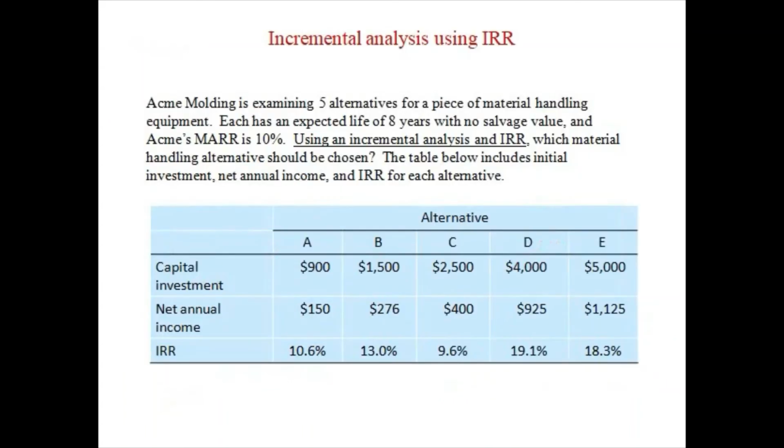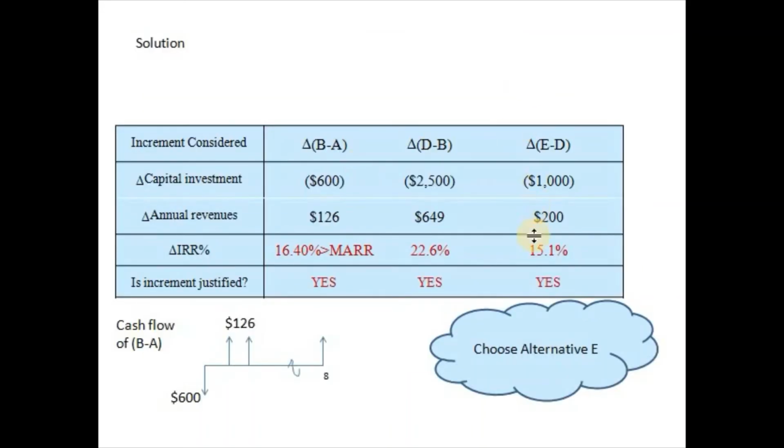Now, who's left in my comparison? If D is better than B, so I'm comparing E to D. In the same way, subtract this value from this value and this value from this value. You will get a new column, a new cash flow related to E minus D. I'm going to get the IRR of E minus D. You see that the IRR is also greater than the MAR, so this means that E is better. So I'm going to choose alternative E.